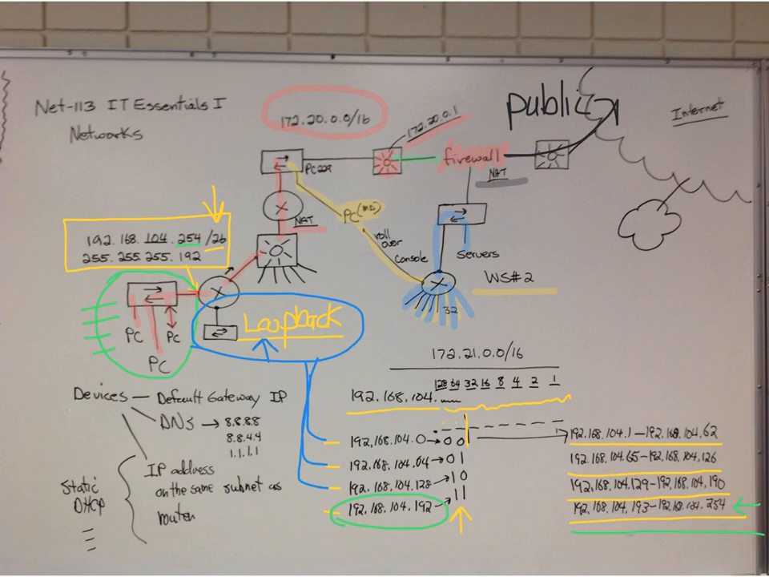When we put a device on the network, we need to configure an IP address. Either we type it in statically or it gets an address through DHCP. We need DNS if we want to use that to go to the internet, and we need a gateway IP, which in this case is this router IP right up here.